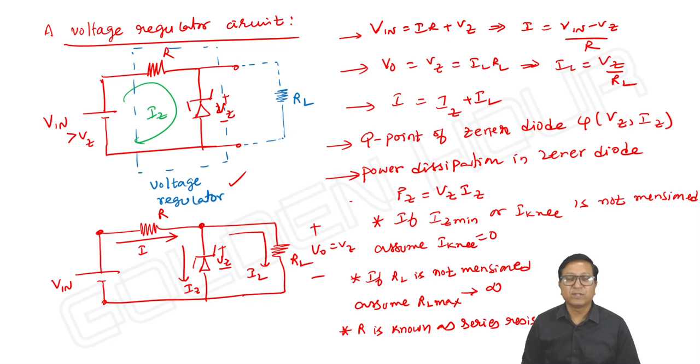R is known as series resistor. Please do observe this point. Now, let us have a look at some basic questions on this regulator. See, if you look at the characteristics, these are just nothing but the characteristics of a voltage source, right?